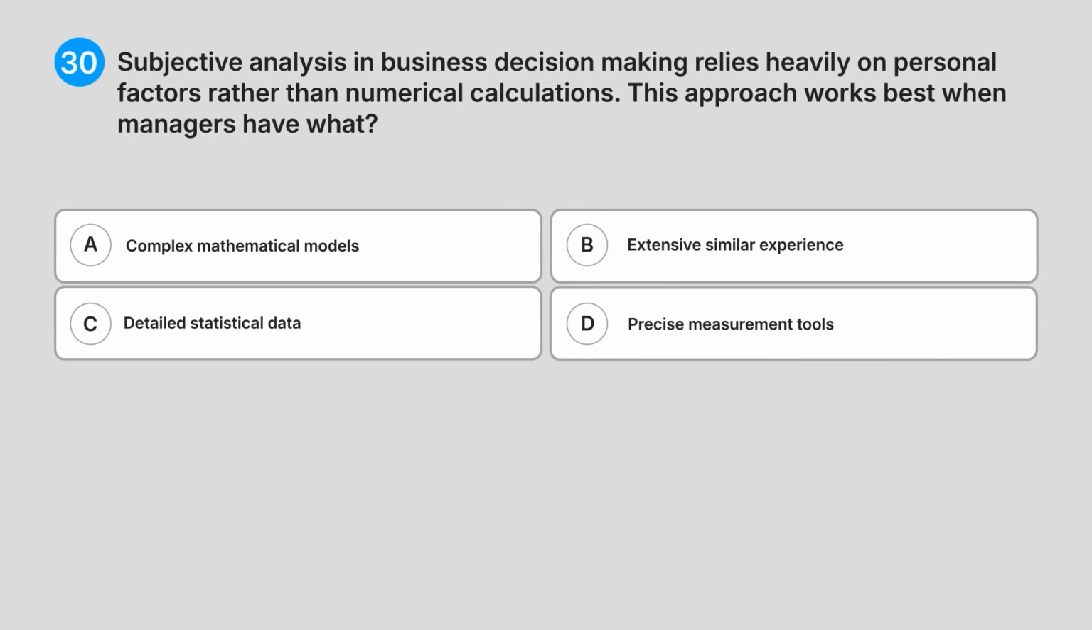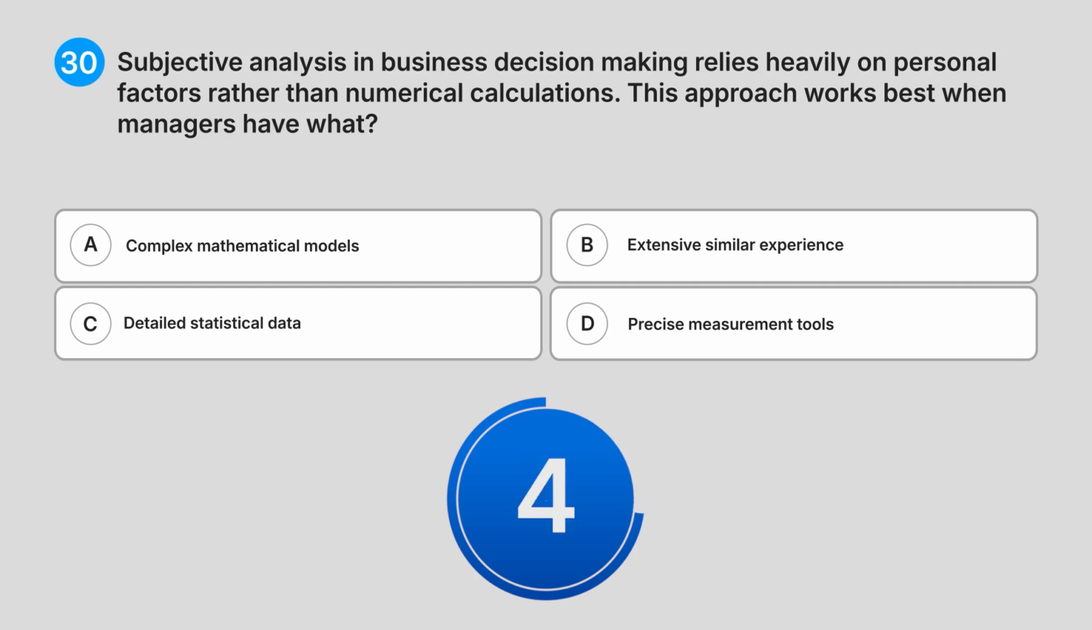30. Subjective analysis in business decision-making relies heavily on personal factors rather than numerical calculations. This approach works best when managers have what? A. Complex mathematical models. B. Extensive similar experience. C. Detailed statistical data. D. Precise measurement tools. Do you know the answer?